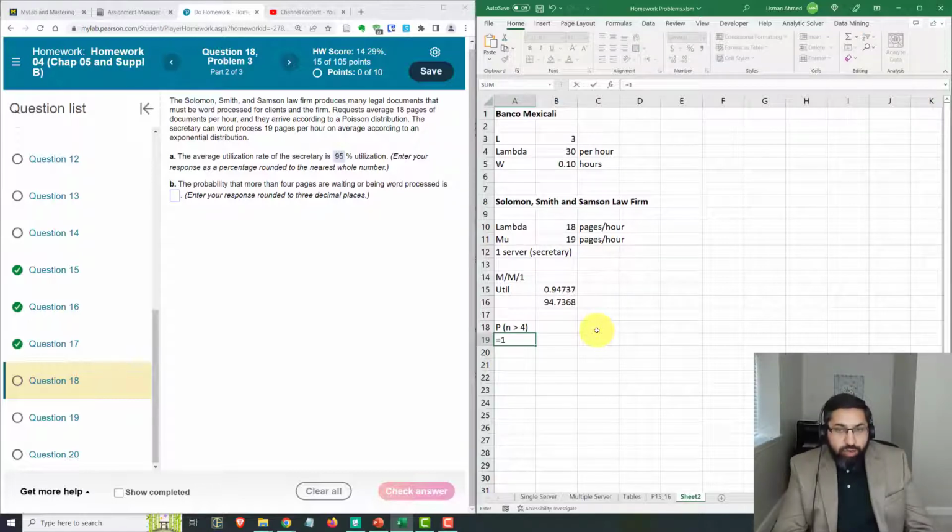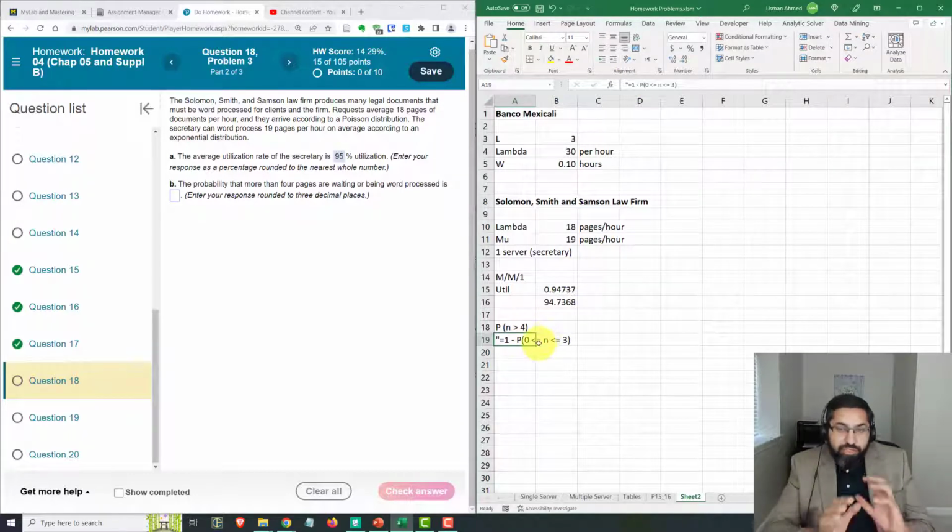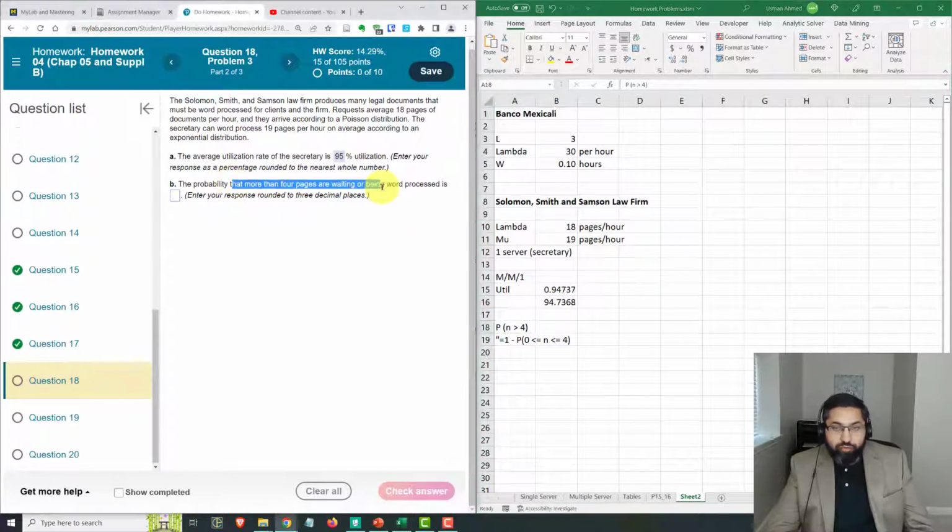Okay, this is going to be 1 minus the probability that you have 0 up to 3 documents in the system. So if you find the probability between 0 and 3 documents in the system, you do 1 minus that, you'll get the probability of 4. Actually, we have to do less than or equal to 4, because if you do 1 minus 0 to 3, that'll be 4 or more. But we have to find only more than 4, not 4 or more. So 4 is not included in the probability you have to find. So it's 5, 6, 7 like that. So more than 4 is 1 minus probability 0 to 4.